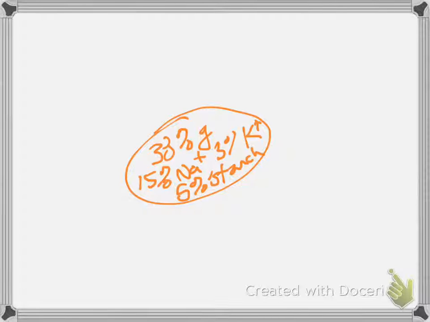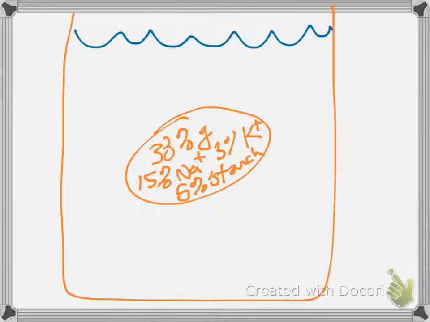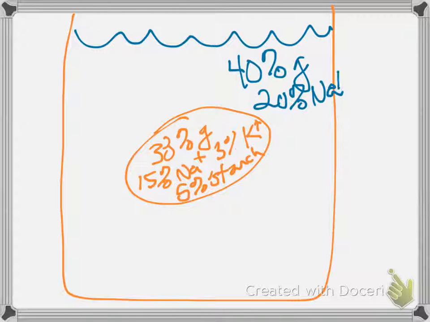And the solution, here's my beaker. I think I can change color. Can I change color? Let's see. Look at that. That's amazing. And my solution is 40% glucose, 20% sodium, and 1% K+. All right. You guys are pretty good at drawing those things, so yeah.